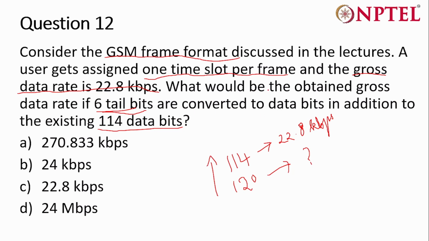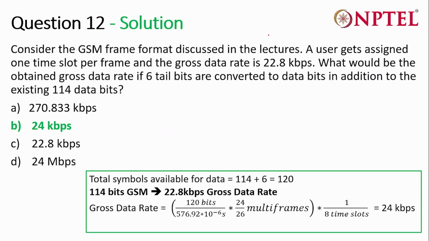But if you want a proper explanation, see how did you get this 22.8? Generally, you have 114 data bits in GSM, and the gross data rate is 22.8 kbps. So how do you get this 22.8 kilobits per second? First of all, generally in GSM we're going to have 8 time slots per frame, and the time duration of one time slot is approximately 0.577 milliseconds, so it's 576.92 microseconds. Now here we'll have 114 bits divided by 576.92 microseconds.